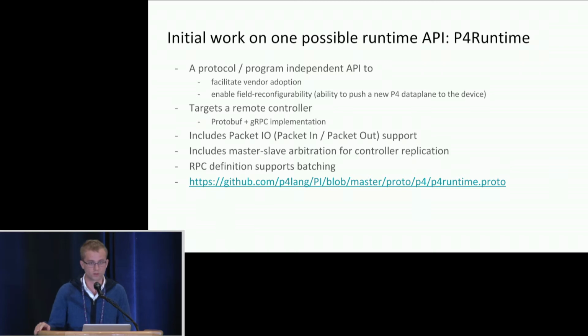Finally, in addition to the goals that Lorenzo was describing previously, this P4 runtime API supports packet in, packet out, using a gRPC bidirectional stream. It also includes support for master-slave arbitration if you want to replicate your controller. However, the master election process is out of scope. How you choose your master is up to the controller. And finally, we also support batching in the RPC definition. So you can, with a single RPC message, perform multiple updates across multiple P4 components of various types.